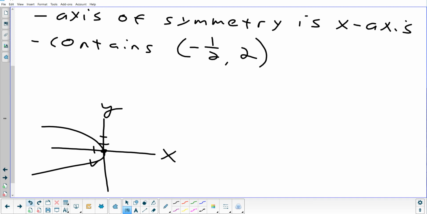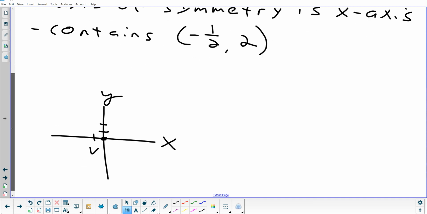Now, it has to also go through the point -1/2, 2. So which way would it have to open? It has to open left. There's no way that it can open right and go through that point. It has to open left. So now let's get the equation that opens left.